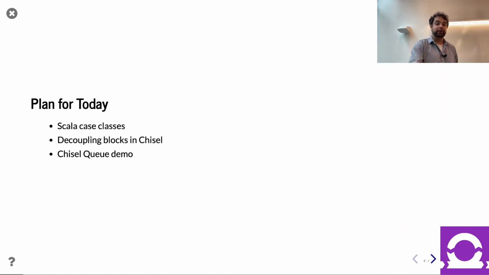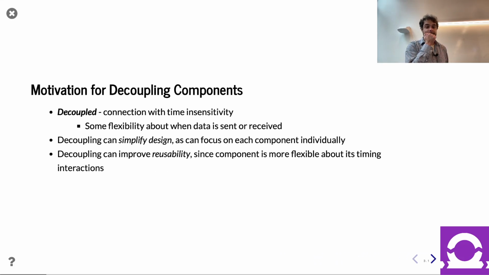We're going to cover a few things. We're going to cover decoupling. Before we do that, we're going to cover something called a case class. It's another Scala feature. Like I said, over the course of this quarter, you're going to learn a lot about classes and object-oriented programming, and so case class is yet another thing we're going to be using. And then we're going to conclude by playing around quite a bit with the queue provided by the Chisel Standard Library.